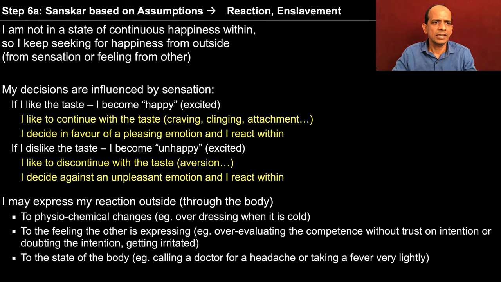Now in step 6A, we are saying that if the sanskar is based on assumptions, then there is reaction and this is enslavement. So if my sanskar is based on assumptions, right, then I am not in a state of continuous happiness within. So what do I do? So I keep seeking for happiness from outside, either from some sensation or to get some feeling from the other. And when I am trying to get some feeling from the other, that is again an information that I am getting from the body. Okay, somebody saluting me is again a behavior of the other that I am able to see through sensation. So we keep on seeking happiness from outside, and then my decisions are influenced by sensation.